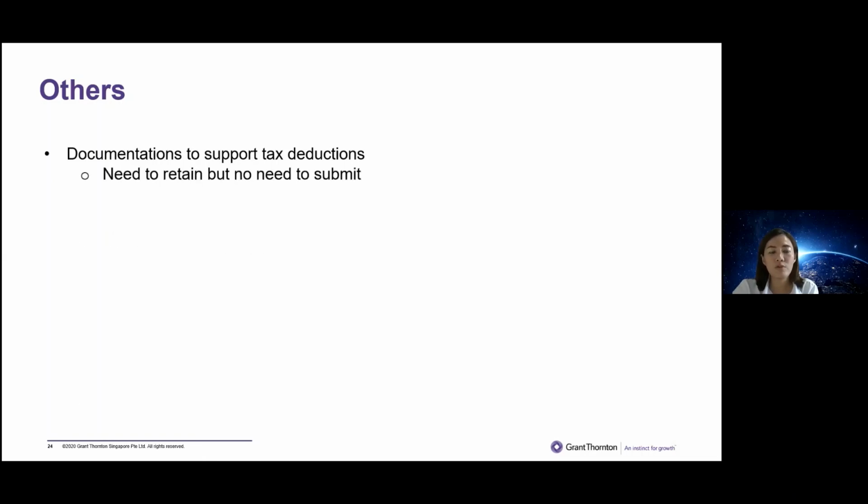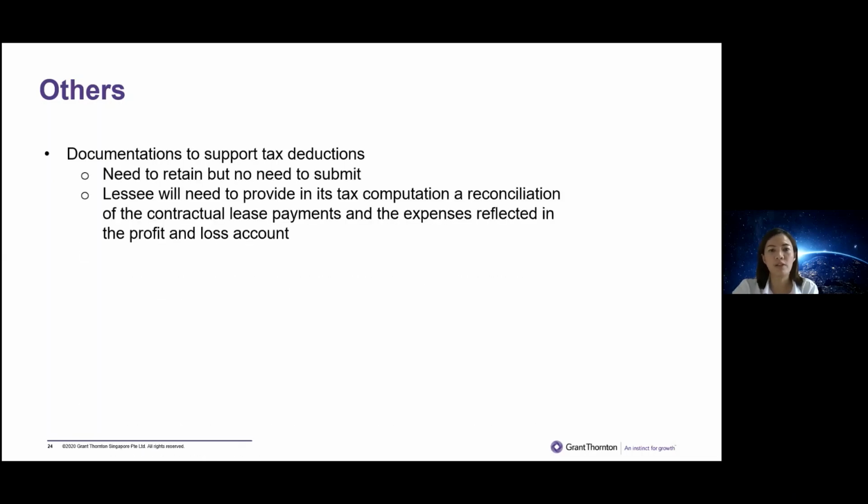However, what you do need to include in your tax computation is your reconciliation of your contractual lease payments to the expenses reflected in the profit and loss statement. Reason being, the amount that you're claiming for tax deduction, which is the contractual lease payment, would now not be reflected in the P&L. What will be reflected in the P&L is the depreciation expense on the right of use asset as well as the interest expense. So you need to provide the reconciliation to the IRAS so that they can make sense of your calculations. All right. So I think that's for documentation.